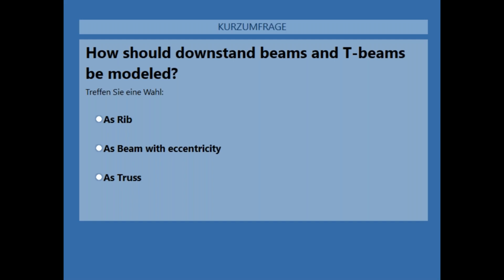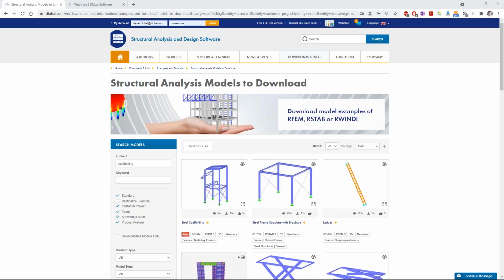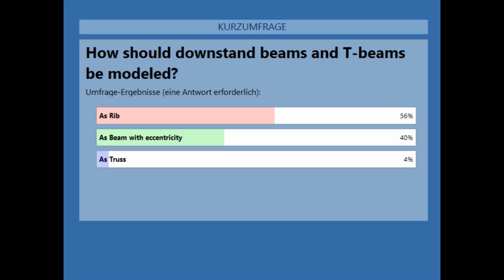Okay, let's close this. So remember, when you have learned something in this training, that when dealing with concrete structures and you want to design or model downstand beams or T-beams, really these kinds of things, I wrote it in German, but I think everybody knows what I mean, then please design them as ribs. So the first answer is correct.